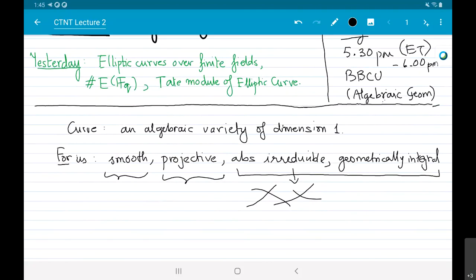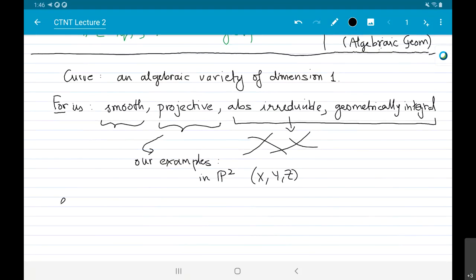A lot of the examples that we're going to do are mostly going to be curves in P2, which means they're going to be defined by homogeneous polynomials in 3 variables, x, y, z. Then we're going to dehomogenize them like we did for elliptic curves. Effectively, you're just going to have two variables to work with. So let's do some quick examples.